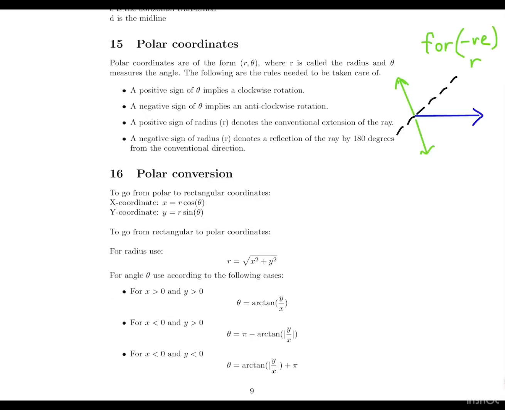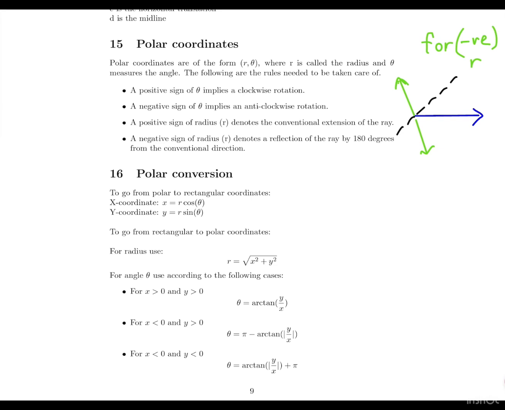Number 15, polar coordinates. We are finally moving towards the end. Now, just like the Cartesian coordinates are of the form x comma y, polar coordinates are of the form r comma theta, where r is called the radius and theta measures the angle. The following are the rules needed to be taken care of.